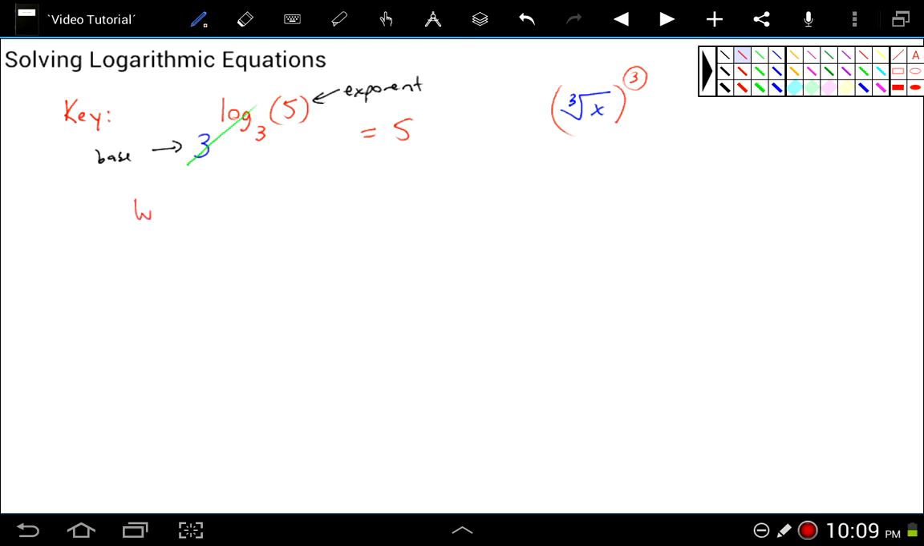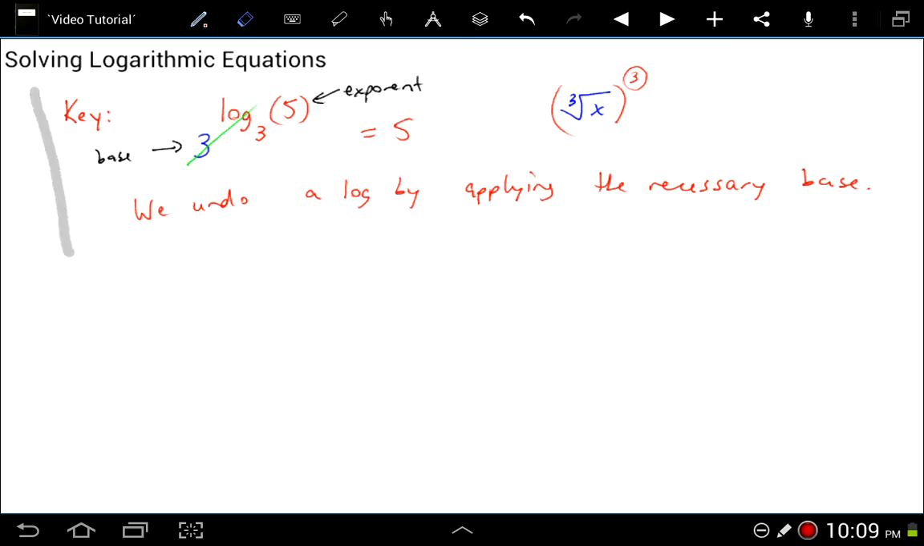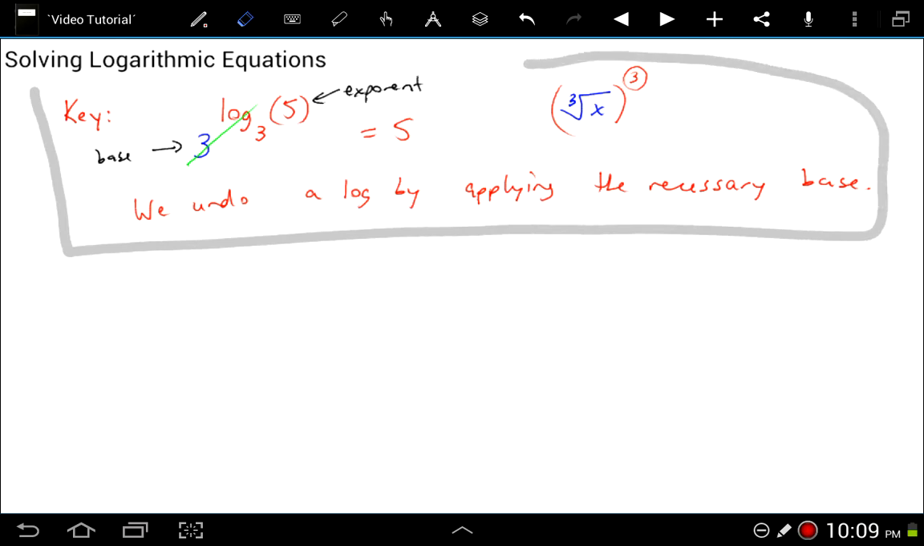So we undo a log by applying the necessary base. It's basically an exponential expression with the correct base. So let's see how to do this in solving logarithmic equations.